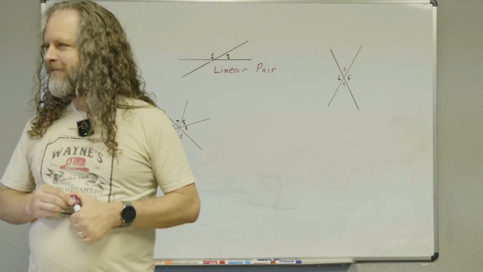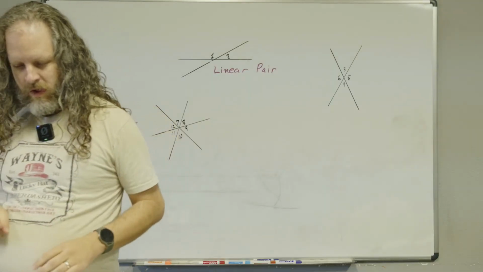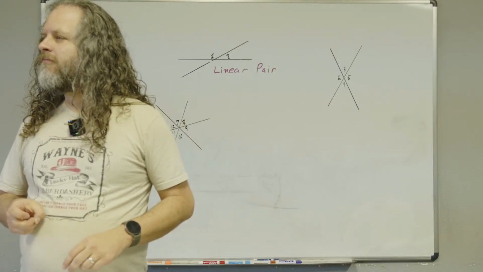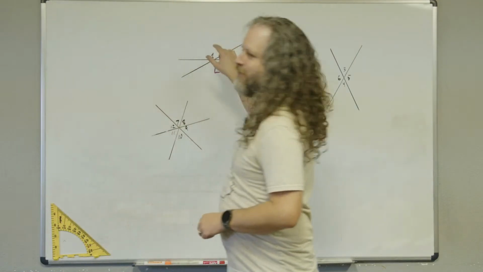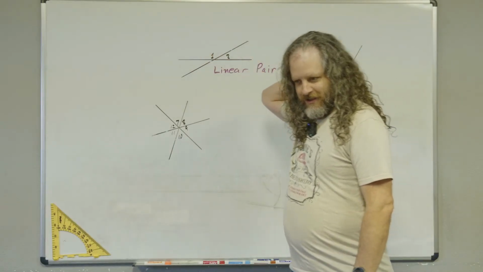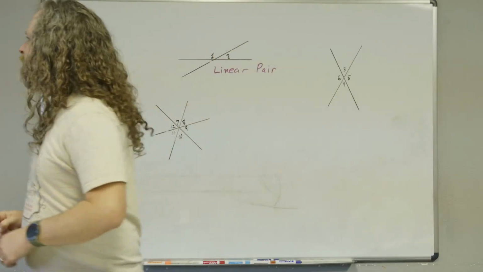Measure of angle 1, right? Is that what you're trying to say? Well, it's 1 and 2 on this one, right? So the measure of angle 1. Yeah, absolutely. The measure of angle 1 plus the measure of angle 2.